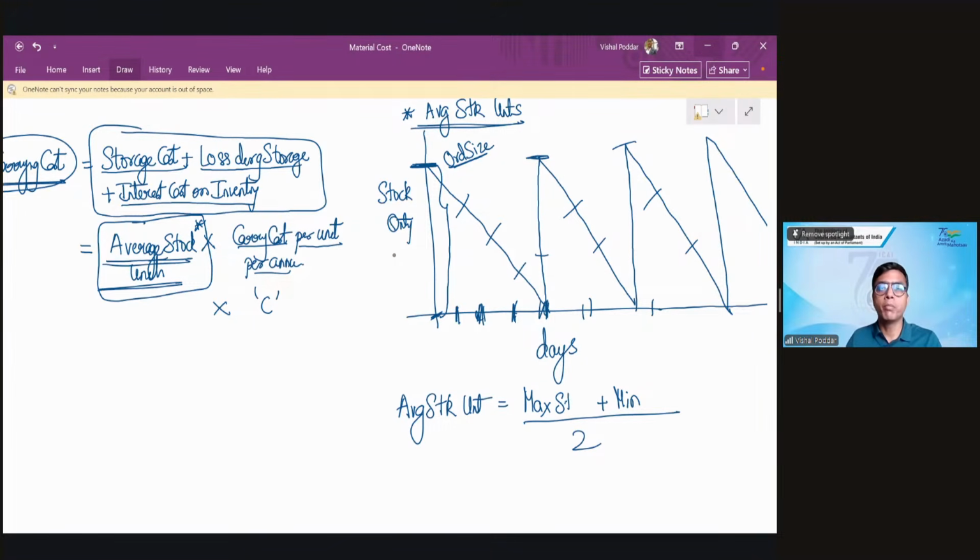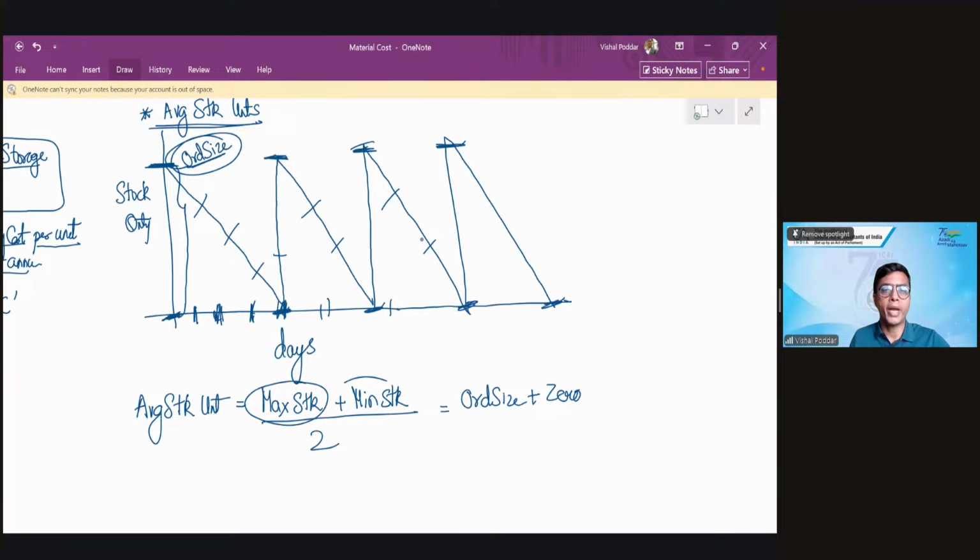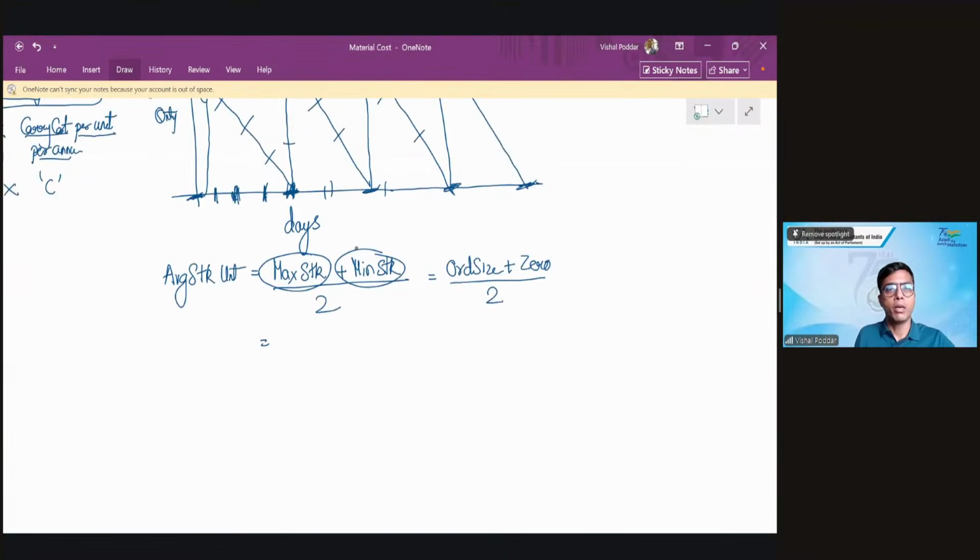So how much is my minimum and maximum stock? In this graphical example, which is the best way to understand things practically, you will find that my maximum stock on any day is this. And what is this maximum stock? It is my order size. And what is my minimum stock? You'll find that my minimum stock is this. What is that? I'm writing in words, 0. So going by this formula of average, maximum plus minimum upon 2, I get my formula for average stock, which will be nothing but order size upon 2. This is my formula for average stock units.